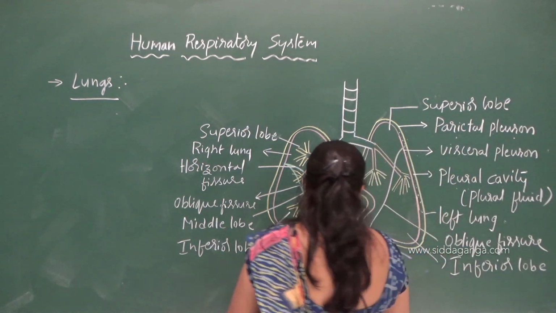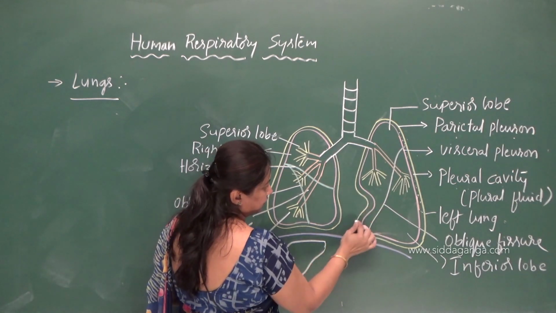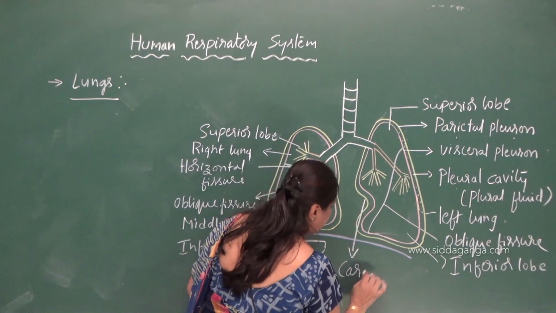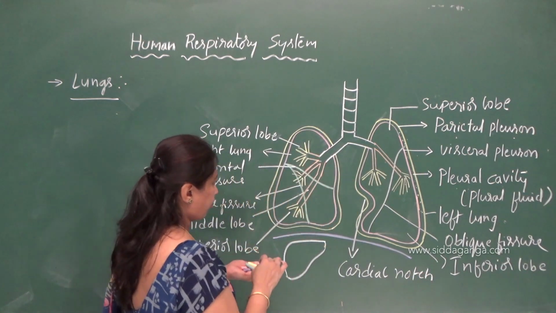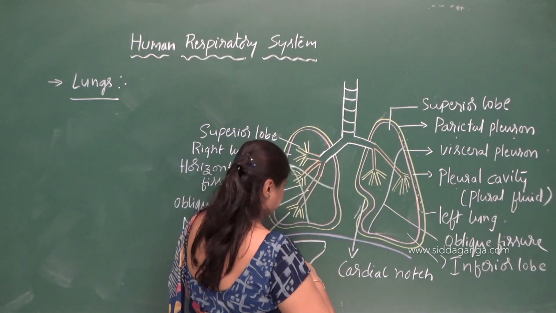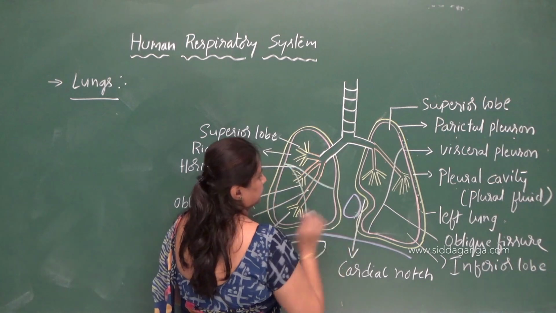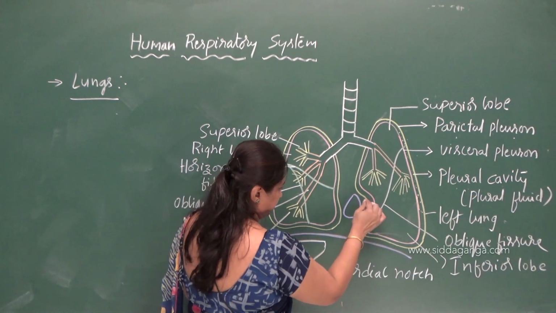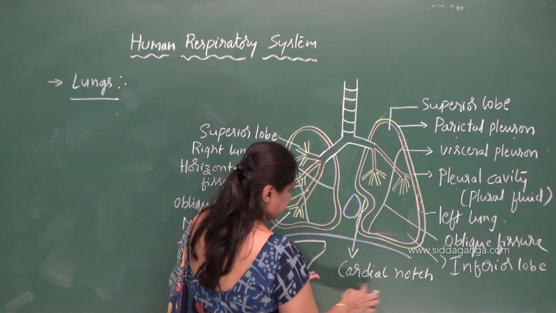And here you can see the presence of a depression in the left lung. Are you finding this depression in the right lung? So this depression is called the cardiac notch. Why is it called cardiac notch? Because the heart lies here. It is because of the presence of the heart. The heart is located in this depression, that is called cardiac notch.